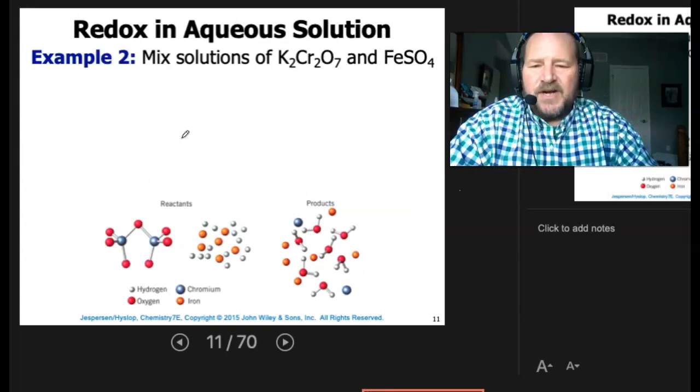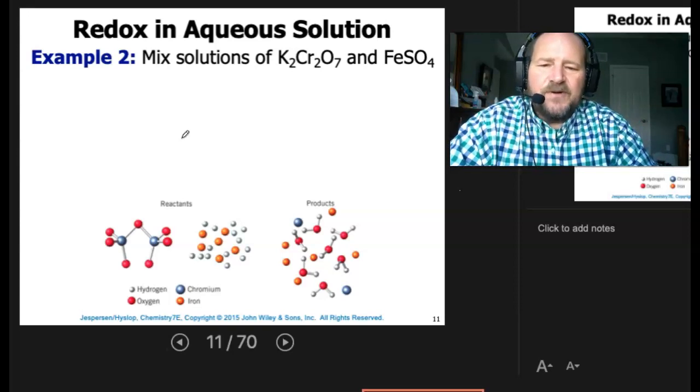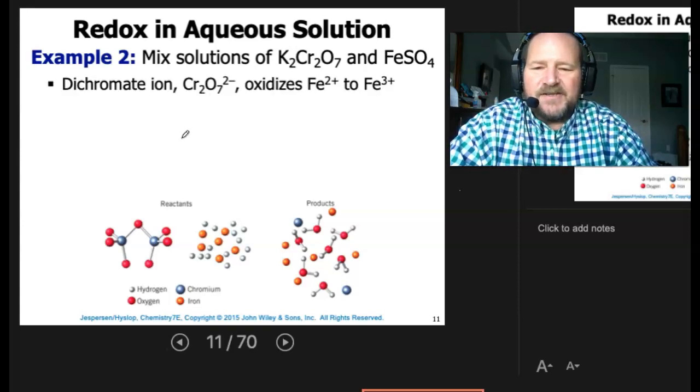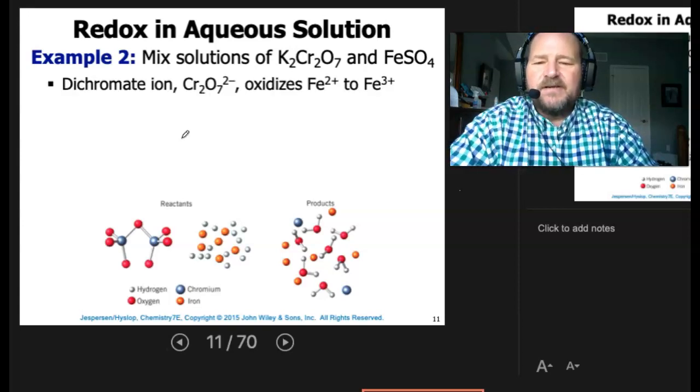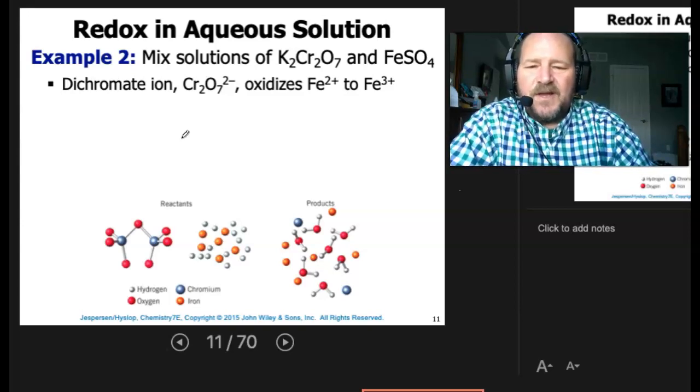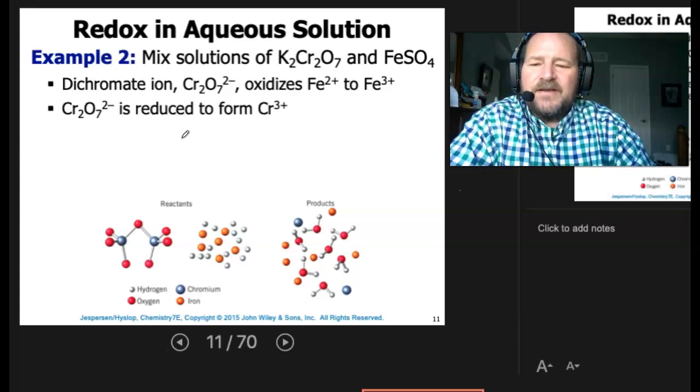Example number 2, we're going to mix solutions of potassium dichromate, K2Cr2O7, and iron(II) sulfate. Now the dichromate ion, Cr2O7 2-, oxidizes Fe2+ to Fe3+. The dichromate itself will be reduced to form chromium 3+.